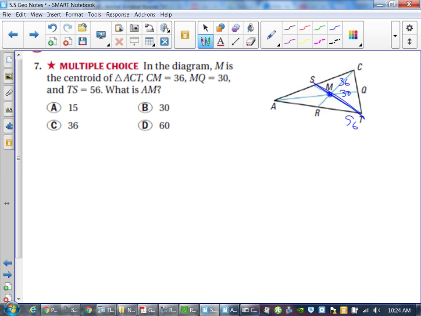Now, it's only asking you to figure out what AM is. Well, AM is the portion from vertex to centroid, and we know the centroid to side is 30. So if centroid to side is 30, what do you do to that to make the other part? You double it. Very good. So it is 60. What they did here is they gave you more information than what you needed, to annoy you. Because you had the 36, which means you would have had an 18. You had a 56, which means you would have had 2/3, 1/3, and all that other stuff.